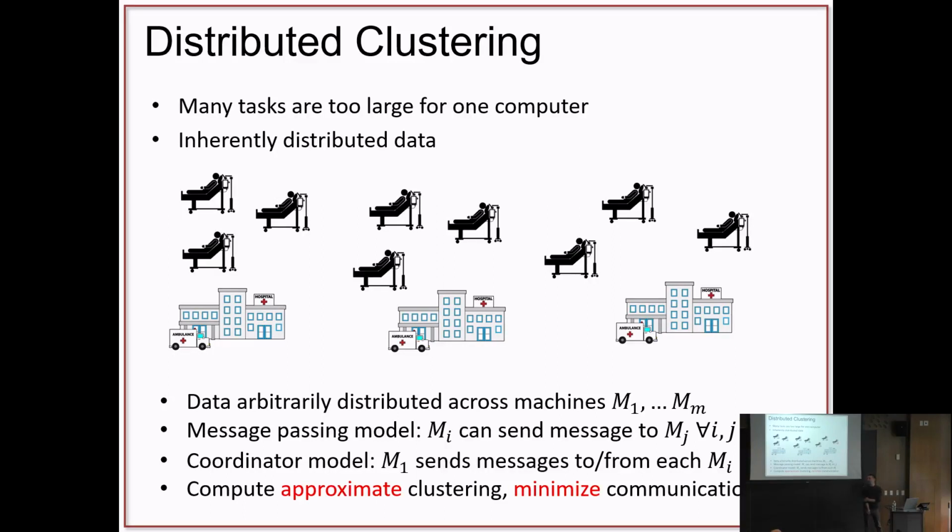All right. So again, we still want to compute a constant factor approximation, but we want to make sure the communication's not too big. So of course one algorithm could just be to bring all of the points onto one machine and then just run a regular clustering algorithm. But we want to do better.